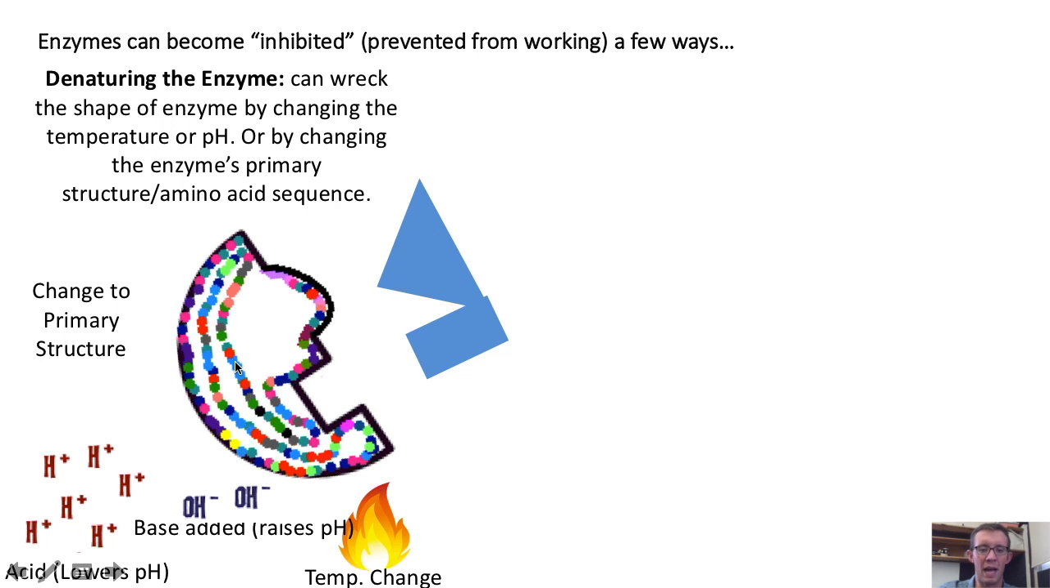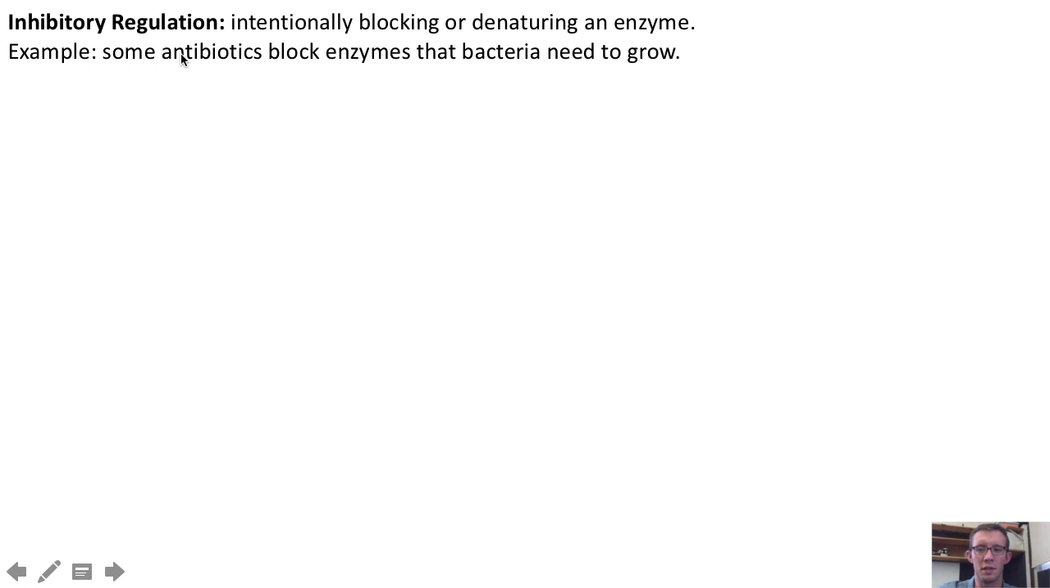Now, this is normally a bad thing for enzymes to become denatured, for them to lose their function. But there are some instances in which chemists or biologists intentionally try to regulate enzymes. They try to inhibit enzymes. For example, some antibiotics will block enzymes that allow bacteria to grow.